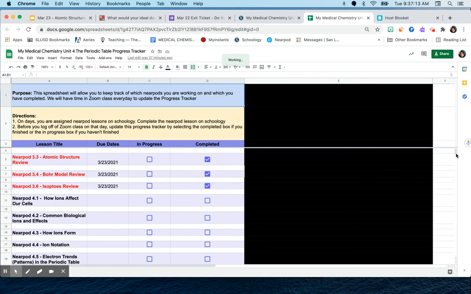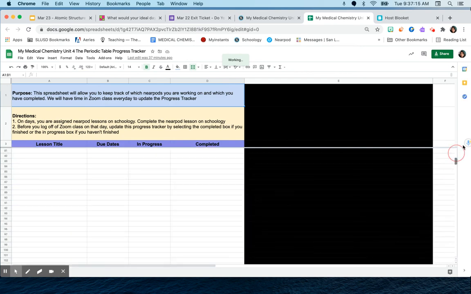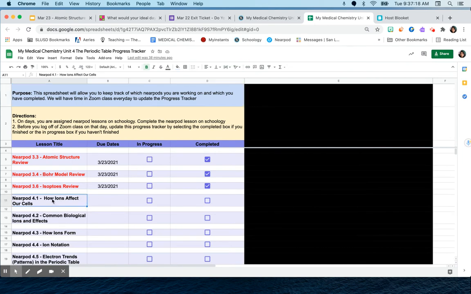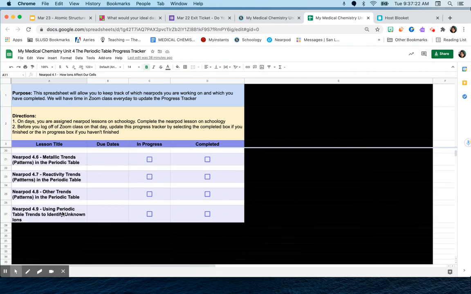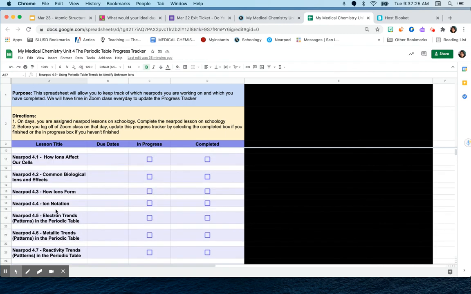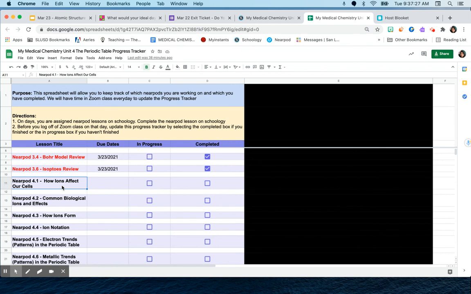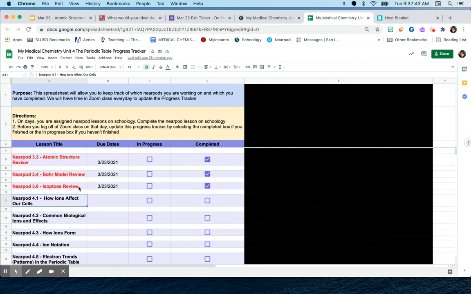Notice that for the rest of these lessons, these are the other Nearpods that we're going to go through until the end of Unit 4. Mainly we're going to talk about how ions affect our cells. If you're the kind of person that randomly gets muscle cramps when you're playing a soccer game or sports like that, especially sports that require a lot of stamina, we're going to talk about why in this unit. So that's mainly Unit 4.